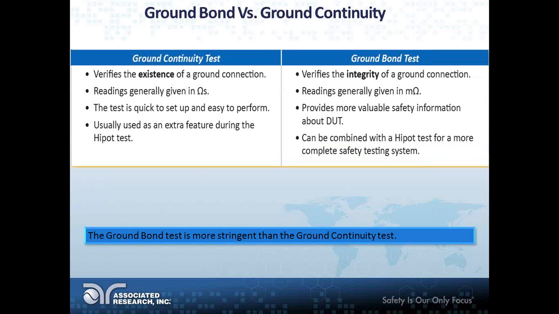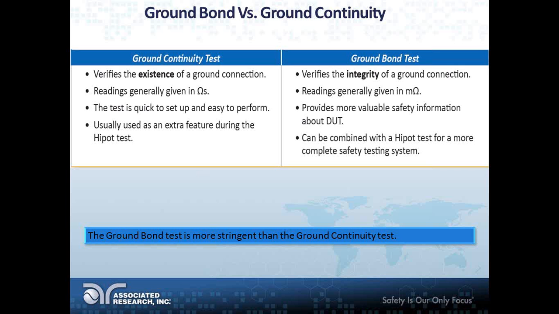So finally we get into the ground bond versus the ground continuity test. Let's compare and contrast here for a second. The ground continuity test verifies the existence of a ground connection. Your little light, your battery buzzer, a little ohmic reading, whatever. It's going to tell you the path is there. That's great. And your reading in this one is generally given in ohms. You could have a 1 ohm, 2 ohm, 3 ohm, whatever the case might be. It's quick, it's easy to set up, it's easy to perform, which is why it's so popular on production lines. Obviously on a production line, time equates to money. You want to get this done as quickly as possible. And it's usually used as an extra feature during the high pot test, as you saw in that previous video.